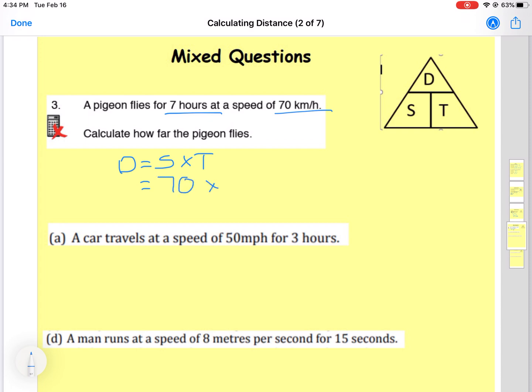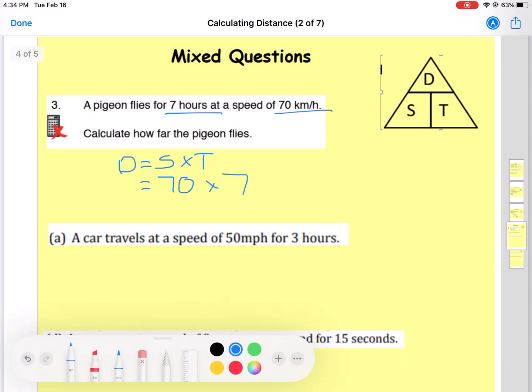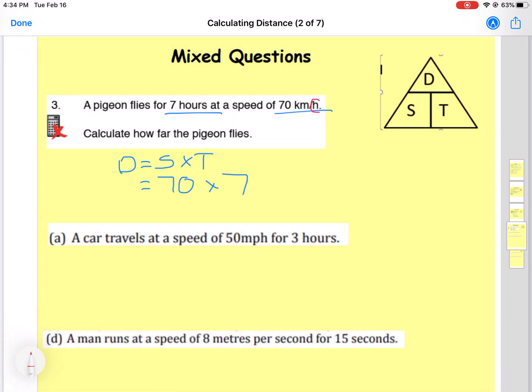70 times 7 hours. Now, the reason that we can do these two numbers multiplied together is because the hours and the h are the same units. So we do 70 times 7, and we'll get 490. What are our units? Check back to the question. It's kilometres. So we have to know our differences between measurements of time, measurements of speed, and measurements of distance, so we can actually apply these to the question.